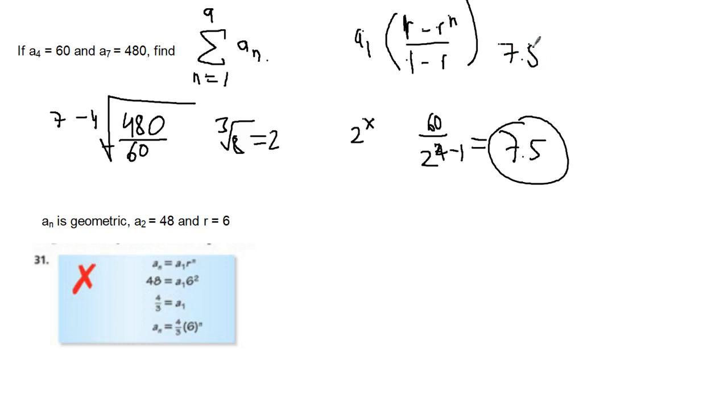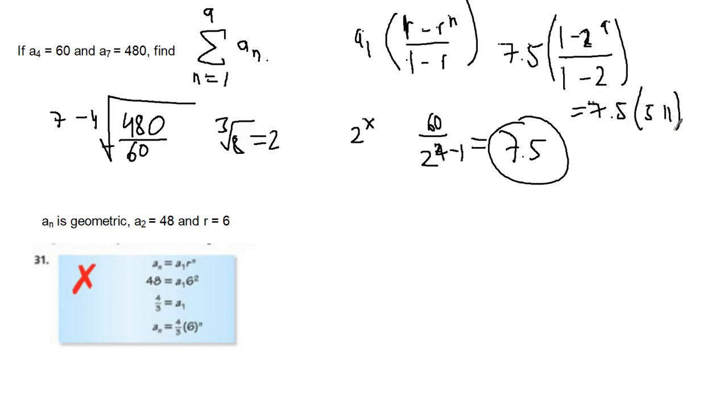7.5, multiply that by 1 minus r to the n, and r just means our k. R means k, right? R is the same thing as k. It's a multiplier. 2 to the 9th power over 1 minus 2. So this is equal to 7.5 times 511, which is about 6,000, right? Let's see how much it actually is.